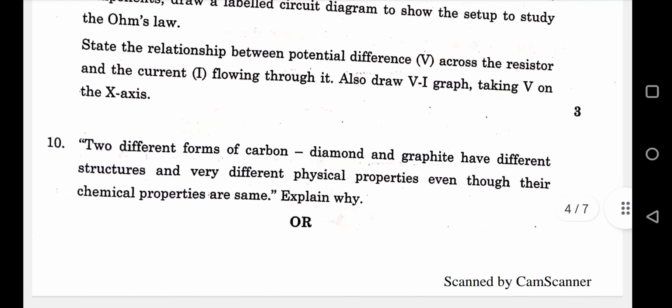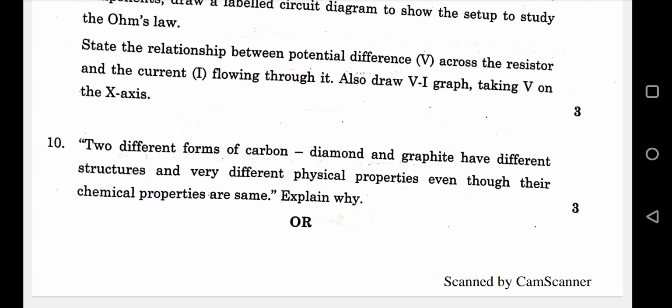And question number 10. Two different forms of carbon, diamond and graphite, have different structures and very different physical properties, even though their chemical properties are the same. Explain why. Diamond and graphite are allotropes of carbon, so therefore they have the same chemical properties.